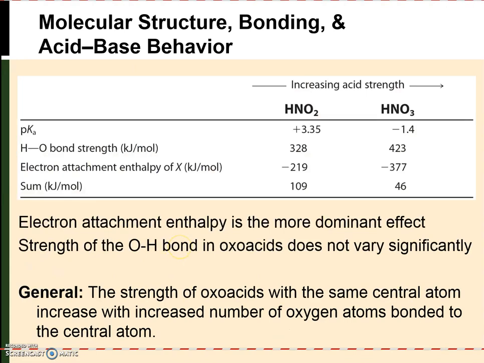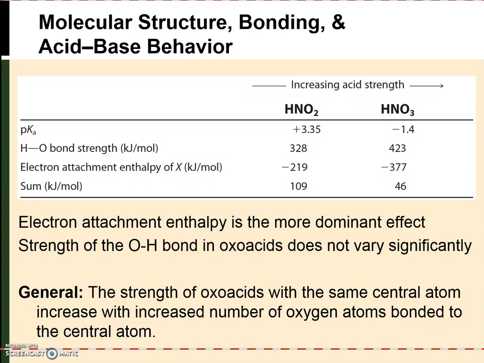So again, just as we did for the binary acids, we want to look at the strength of the OH bonds and the electron attachment enthalpies. Now, one of the big differences between the oxoacids and the binary acids is that the OH bond strengths aren't going to change significantly. For all oxoacids, the bond that needs to be broken in order for dissociation to occur is an OH bond, and this bond strength isn't going to vary significantly because it's always going to involve an oxygen and a hydrogen atom. And so with that being said, it turns out that the electron attachment enthalpy ends up being the key feature that determines the strength of the acid.